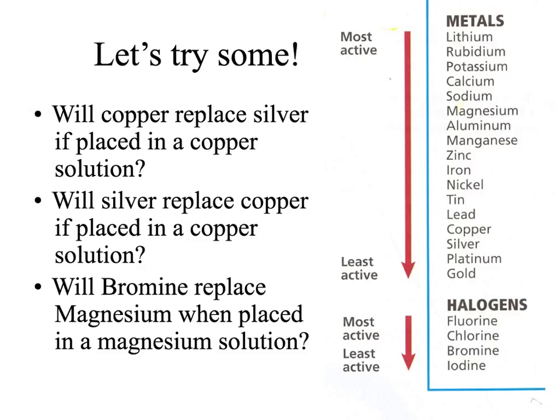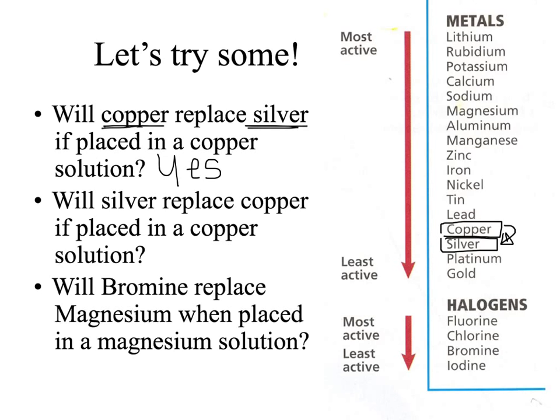So here's an example. Let's try a few together. Will copper replace silver? So if I look at my list, I have copper right here, and I have silver. So I want to know, is copper higher than silver? Is copper going to bump the silver out? Since copper is above silver, it will bump the silver out and replace the silver. So the answer to the first one is yes, there will be a reaction.